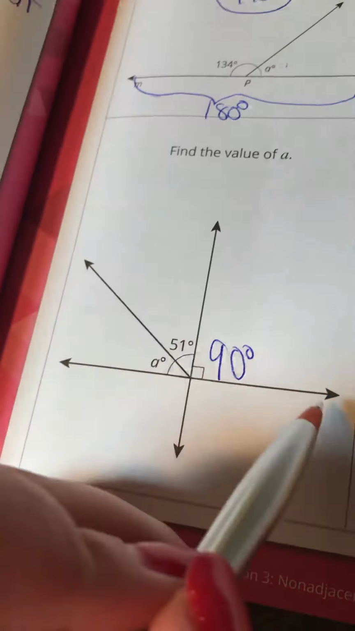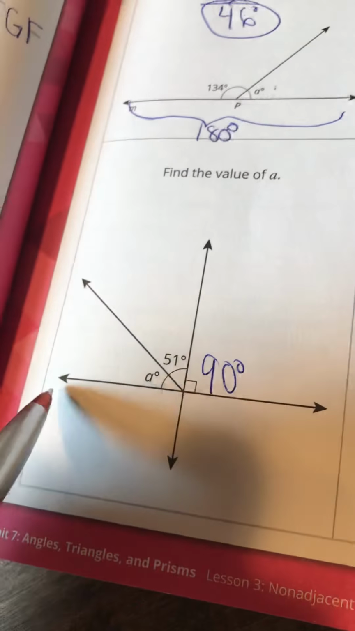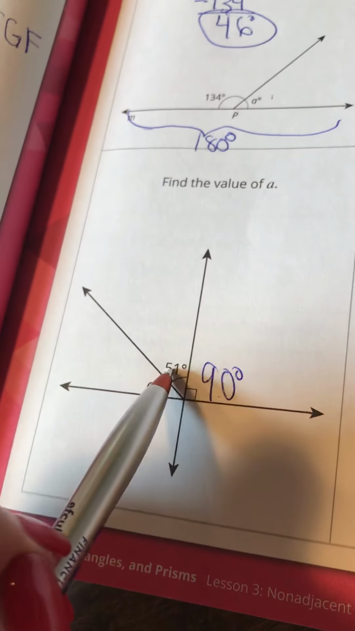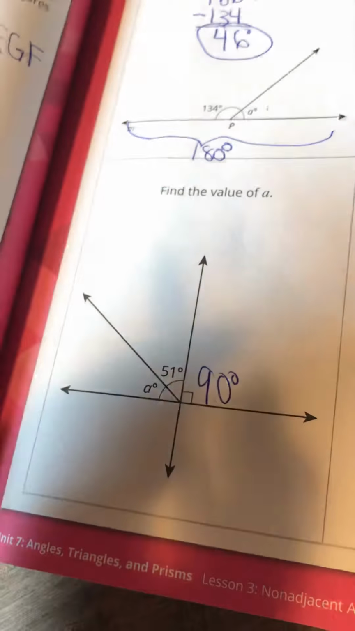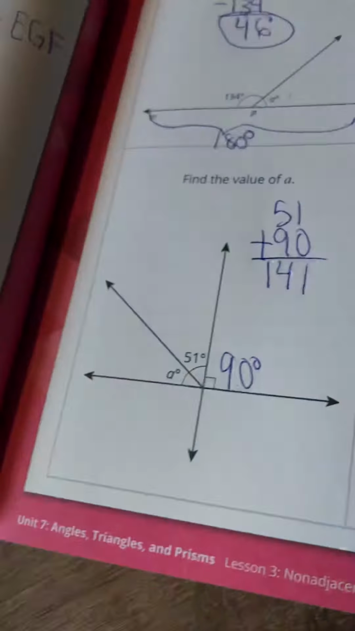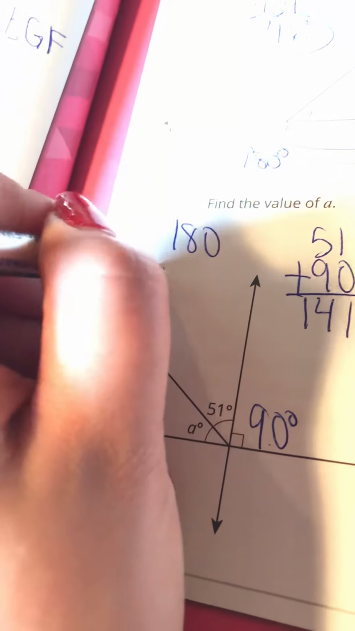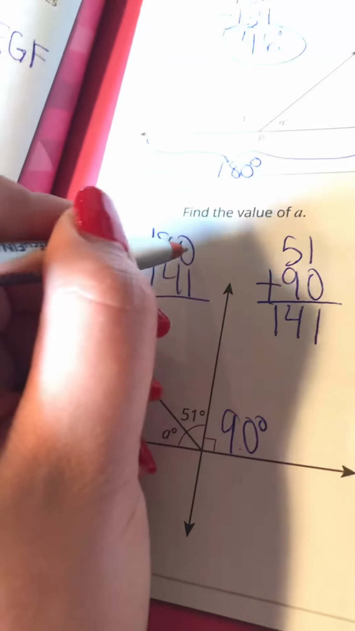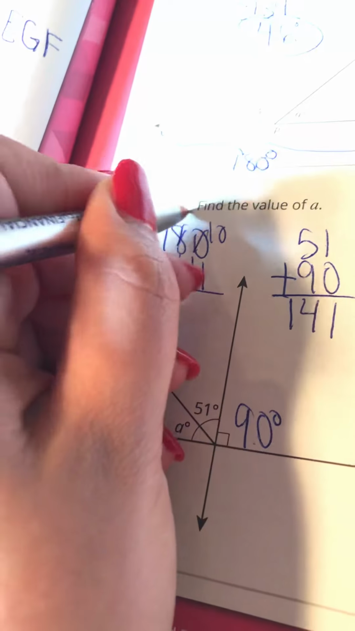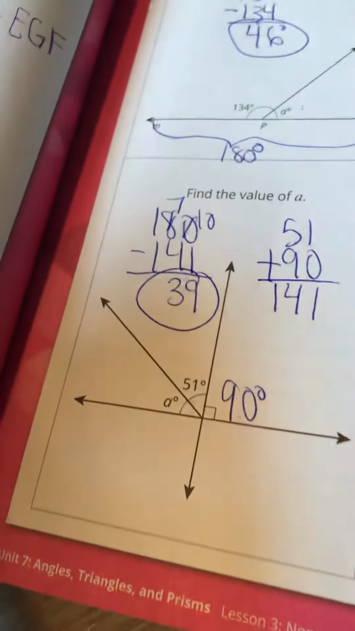And then to find this value, again, this is a 90-degree angle. So I have to take my 180. I could do two routes. I either take my 180, subtract this, and then subtract this, or I could add these two together first, 51 and 90, and I get 141. Then I take my 180, and I subtract the 141, and so then I end up getting 39, which is my final answer.